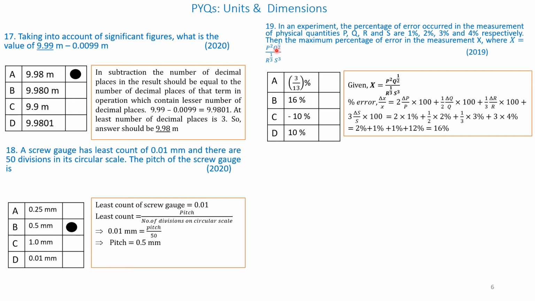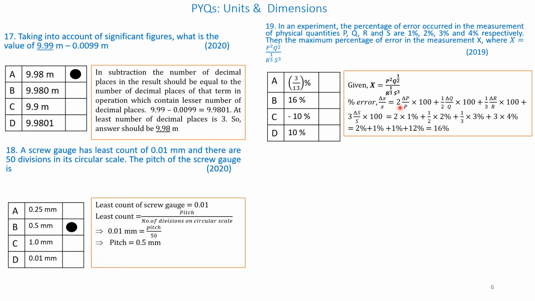Please note here, it is Q to the power of half. In the question, it is Q to the power of half divided by R to the power of 1 by 3, S cube. So this is given in the question. Therefore, percentage error in X is given by, we know, delta X by X is equal to 2 into delta P by P into 100, because it is percentage, plus half into delta Q by Q plus 1 by 3 into delta R by R plus 3 into delta S by S, all multiplied by 100 for percentage error.